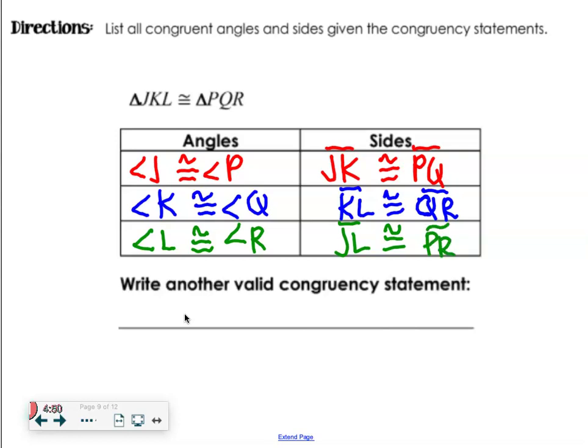Could you also say like JKR is congruent to PQL? You can't switch letters though from different triangles. Does that make sense?